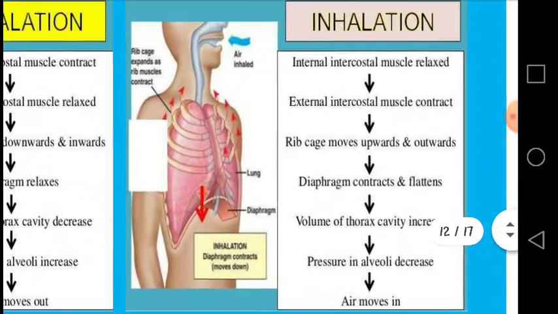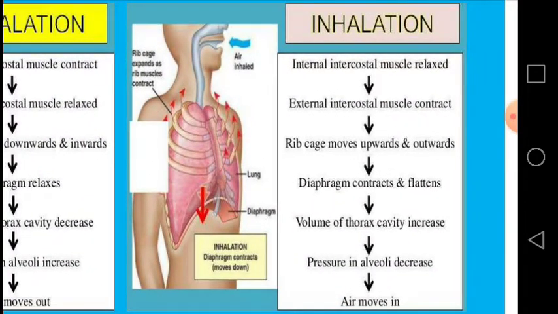In the inhalation process, the internal intercostal muscles become relaxed. The external intercostal muscles contract. The rib cage moves upwards and outwards. The diaphragm muscles contract and flatten. The volume of the thorax cavity increases, and the pressure in the alveoli decreases, which pushes the air to move in. So in this way the inhalation is done in our body. We take in the air from surroundings into the lungs. You can see all these steps in this diagram.